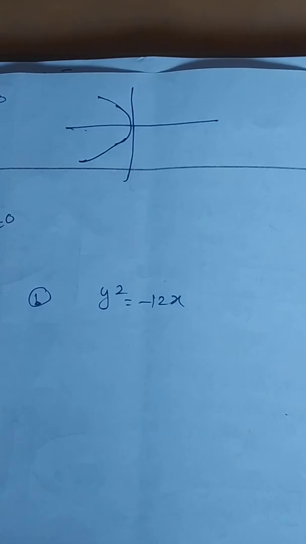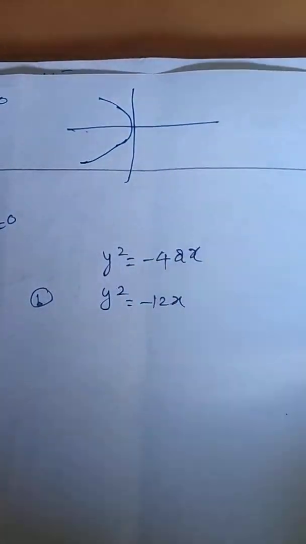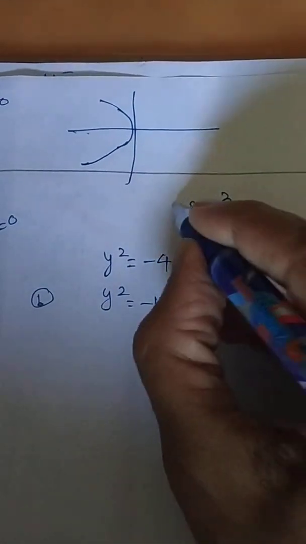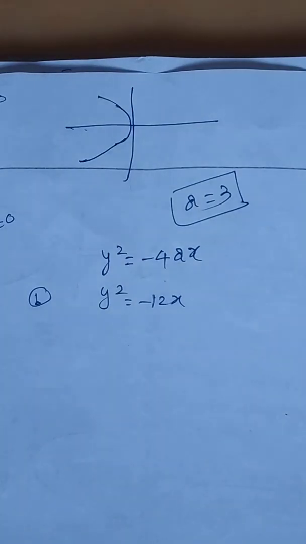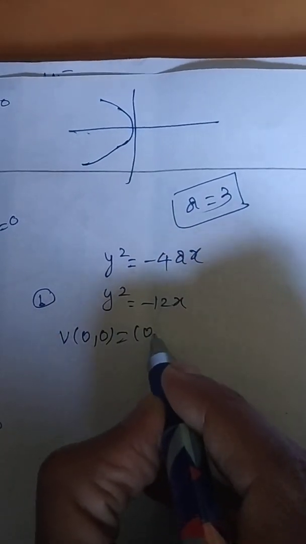Okay. Now what is its standard equation? Y square is equal to minus 4ax. Compare, get the value of a. A will be equal to 3. One part is over. Half of the work is over if you do like this also. Now vertex 0, 0. It will be 0, 0.